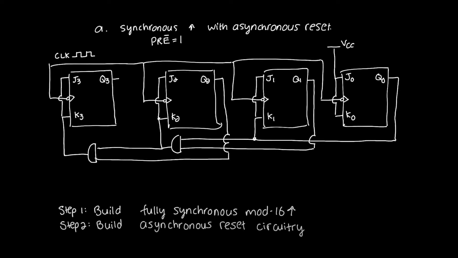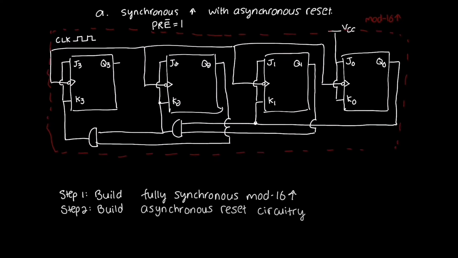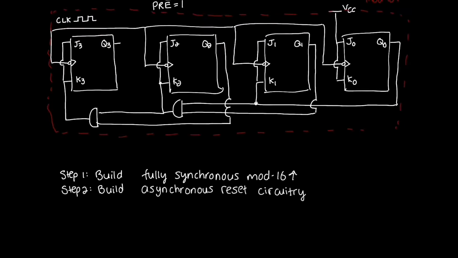So over here, I'm just going to draw sort of a little box around it. Okay, this is my mod 16 fully synchronous up counter. And now what I want to do is reset it at state 1010, which corresponds to 10.